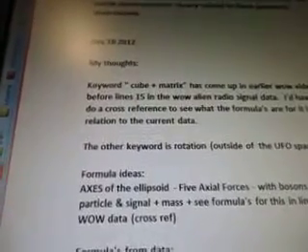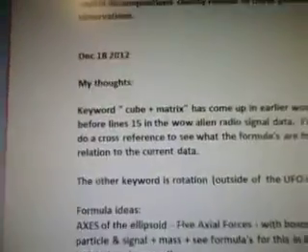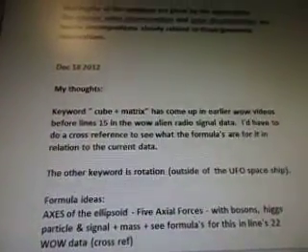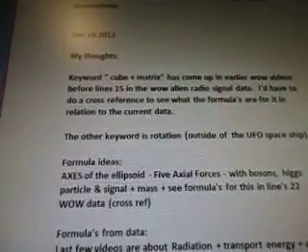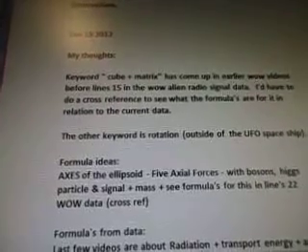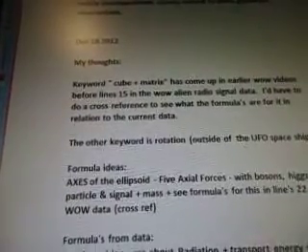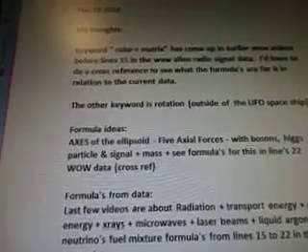December 18, my thoughts. Whew, sorry. Okay, so the keyword in that data is cube plus matrix. This has come up in earlier WOW videos before, lines 15, so that's before line 15 data, in the WOW alien radio signal data. I have to do a cross-reference to see what the formulas are for it in relation to the current data. The other keyword is rotation outside of the UFO spaceship. That was part of the design.